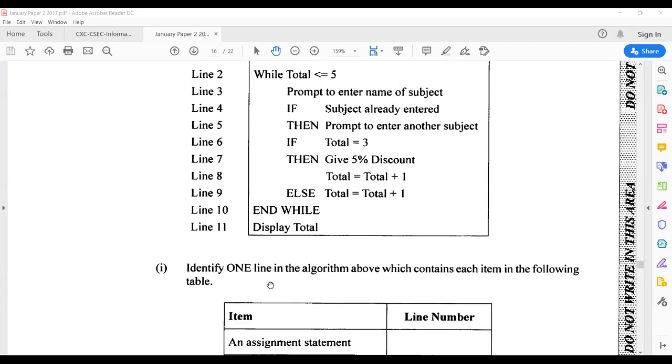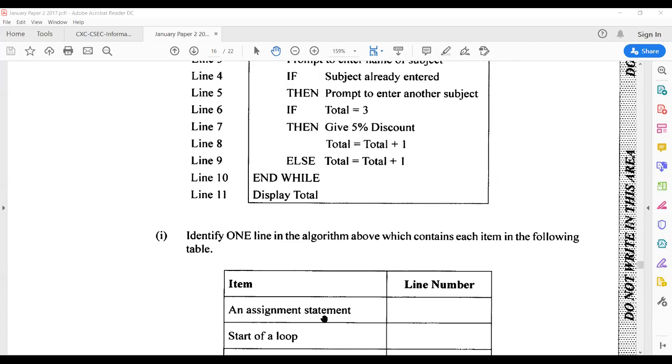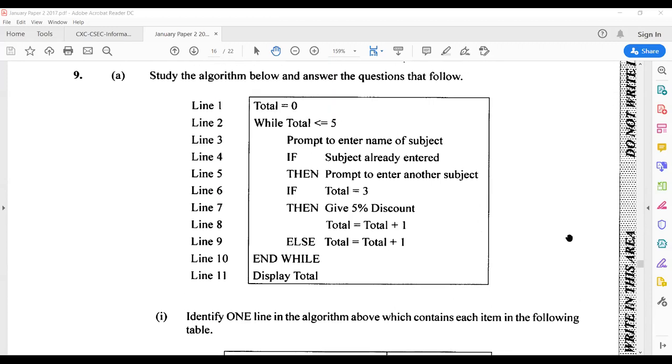The first question is a table to fill out, right? And you have to identify one line in the algorithm which contains each item in the following table. So which line contains an assignment statement? In which line are you assigning a value to a variable? Right, so we have multiple lines doing this, but the first line actually does it, right? So in the first line, you assign 0 to the variable total. So an answer could be line 1.